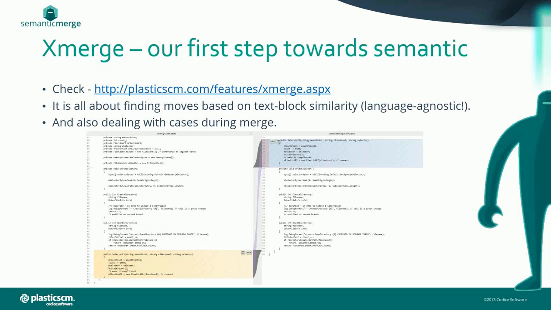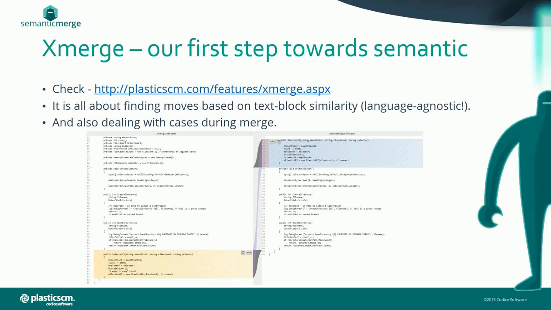As I said, Xmerge was our first step towards the semantic thing. You can check it on this site, and what you see on the screen is a little bit of what it can do. You move some code, as you can see here, and the text-based diff tool is able to draw a line saying, look, this is the same thing that has been moved there. Even if you modify it a little bit, in my case there's a count equals 1500 or 1400 that is different, it's able to track the move even if it changed a little.